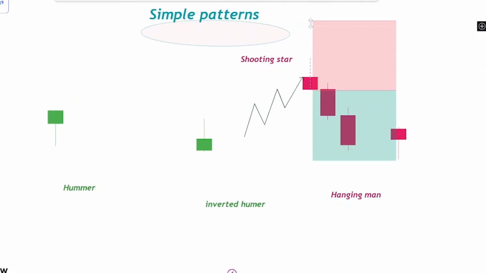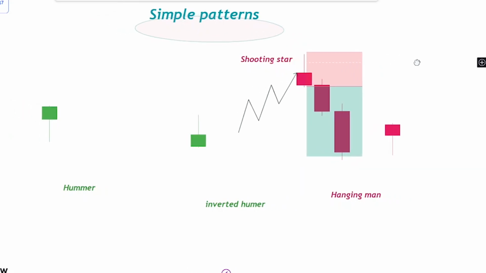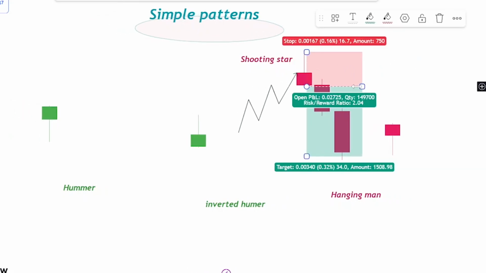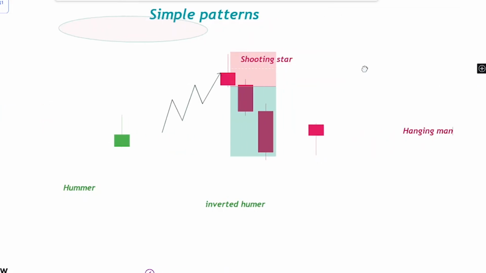So that's when we get a shooting star as an indication for sell. Now, after a shooting star, we have another which is called a hanging man. This is a hanging man. This is also a signal that we are going to be expecting the market to move in the downside, in the bearish direction.